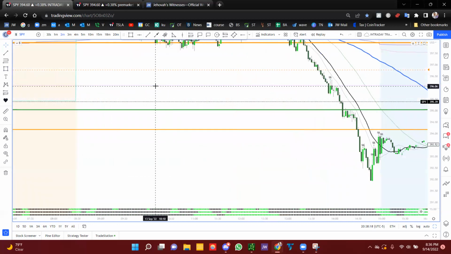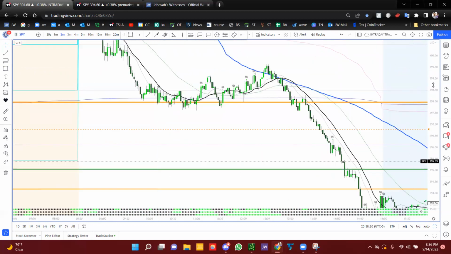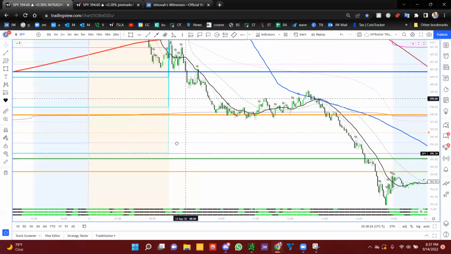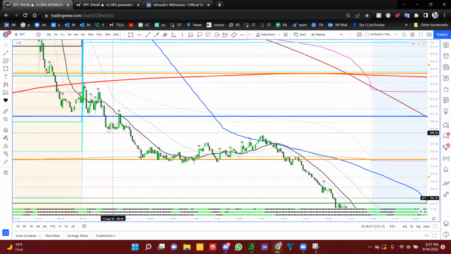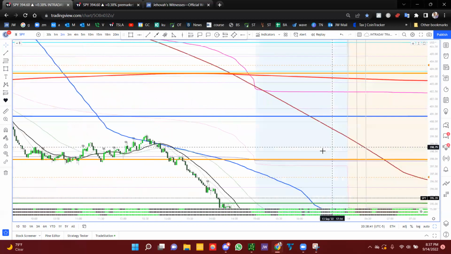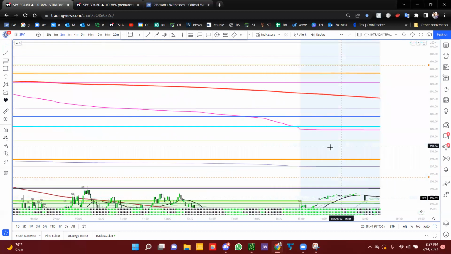Just a little point out on yesterday. We know that was our big dump day, and really, we took advantage of this 398 area right here, got our nice pop off of that. And that really was the only trade we took earlier in the day. We did try to mess around, try to catch a little bounce in the last hour of the day, kind of like what happened today in the last hour.